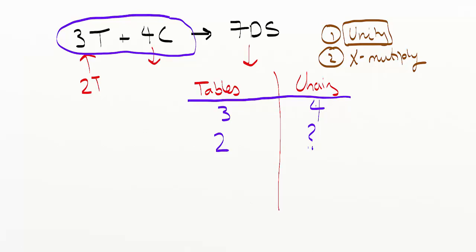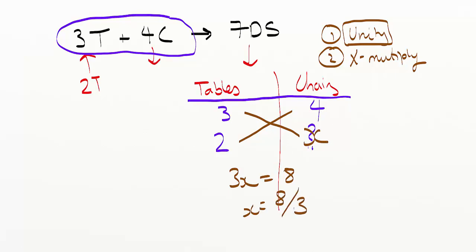But let's think about it. So 3 tables, 4 chairs, we could cross multiply it here to make 3x. I'm just going to make this here x, right? So 3x equals 8, so x equals 8 on 3. Therefore, x is the number of chairs that would react with 2 tables. So the answer here would be 8 on 3 chairs would react with 2 tables. That's a little bit confusing, right? So let's look at it in a different way.